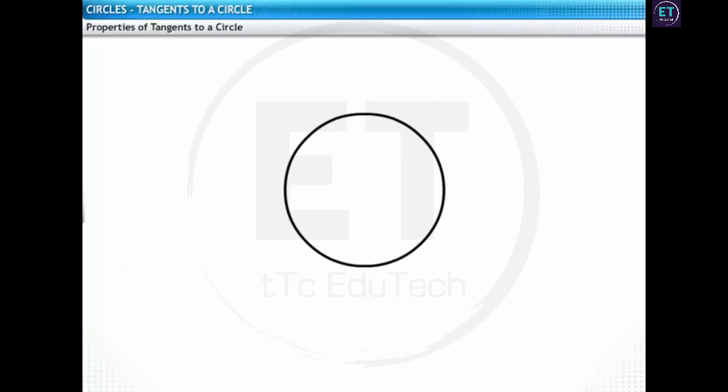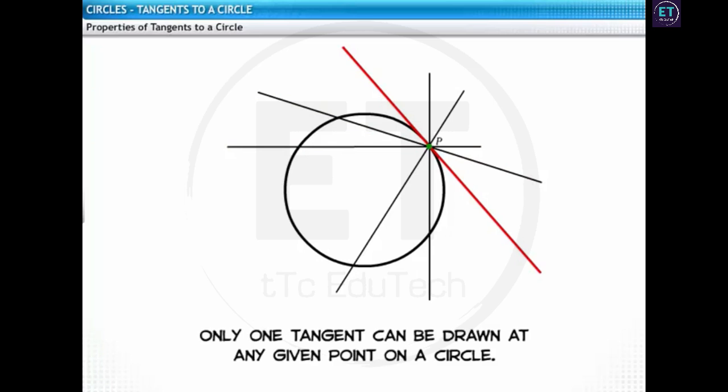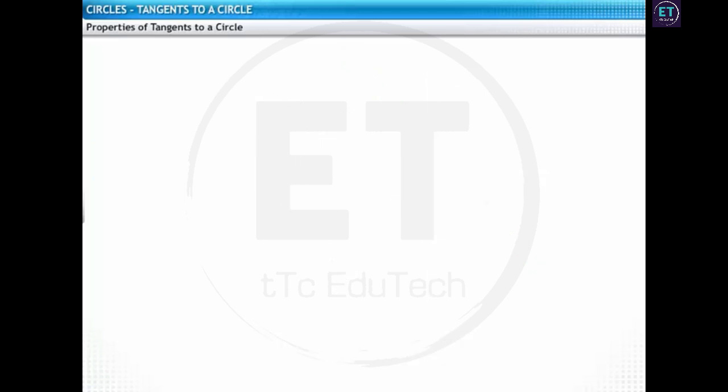Here is a circle with a point P marked on it. How many tangents can you draw to the circle at the given point P? We can draw an infinite number of lines passing through this point. But are all these lines drawn through the point P tangents to the given circle? As you can see, all these lines touch the circle at 2 points. They are secants, but not tangents to the given circle. Now observe this line. This is the only line that touches the circle only at 1 point. This implies we can draw only one tangent at any given point on a circle.